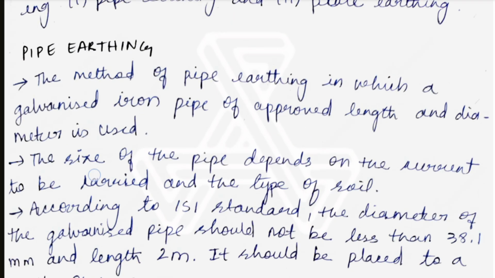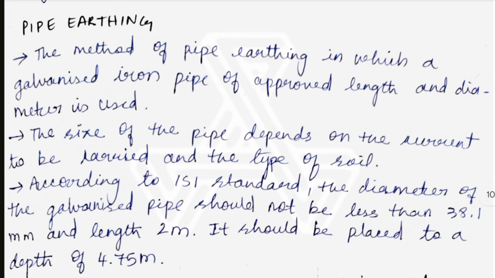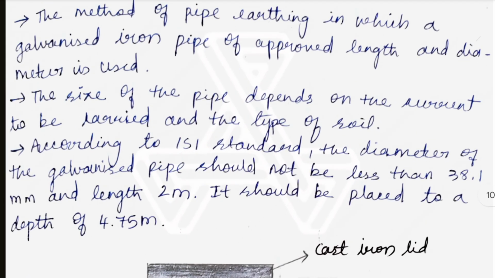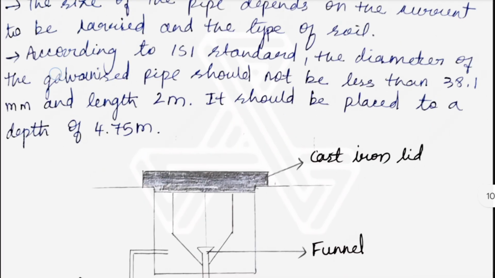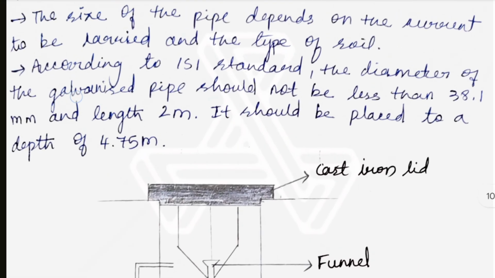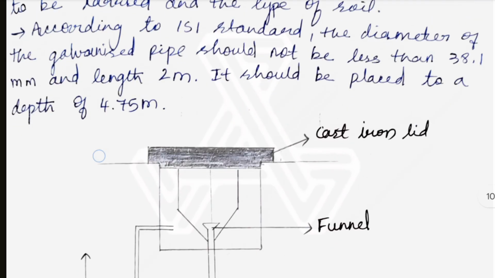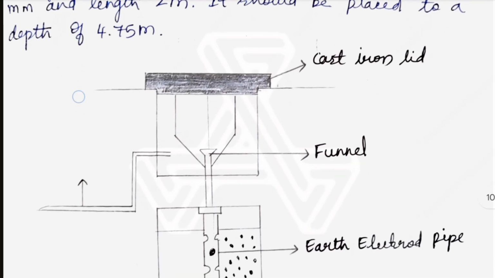Pipe earthing. In the method of pipe earthing, a galvanized iron pipe of approved length and diameter is used. The size of the pipe depends on the current to be carried and the type of soil. According to IEEE standard, the diameter of the galvanized pipe should not be less than 38.1 mm, and length 2 meters. It should be placed to the depth of 4.75 meters.